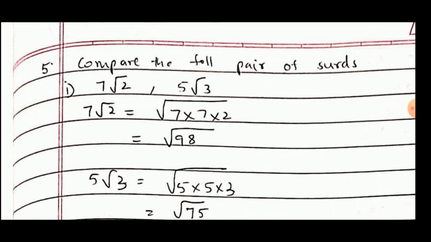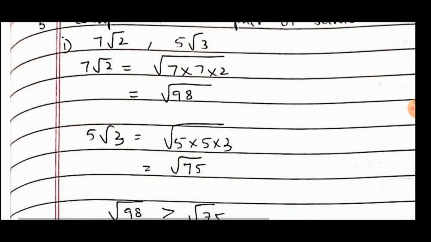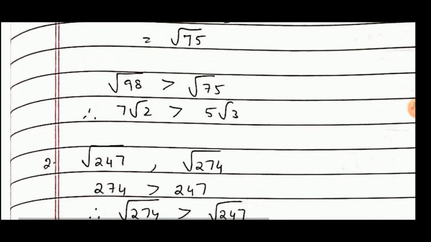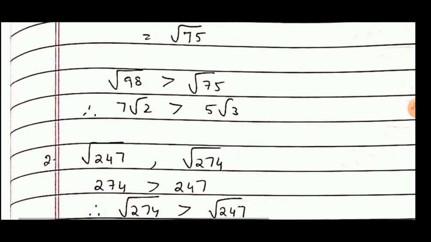Now compare the following pair of surds. This explanation I had given you. 7 root 2 means take 7 inside. So this will be 7 into 7 into 2, so this is root 98. 5 root 3 is the simplified form; you have to convert it into the pure form. So 5 root 3 means 5 into 5 into 3, root 75. Now 98 is greater than 75, so root 98 is greater than root 75. So 7 root 2 is greater than 5 root 3.